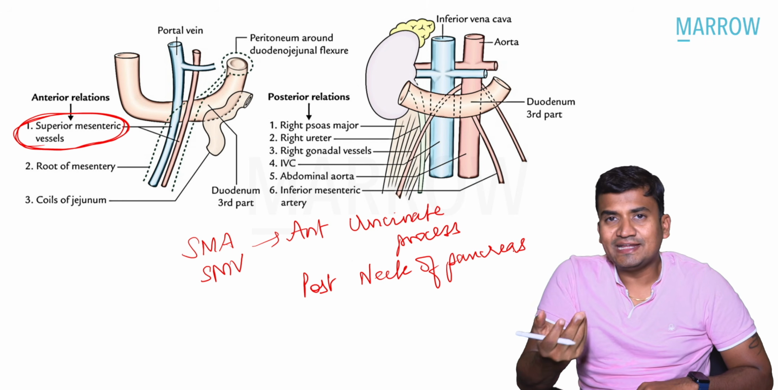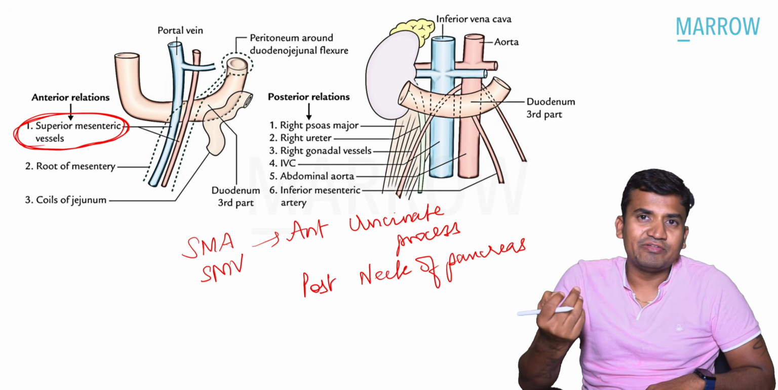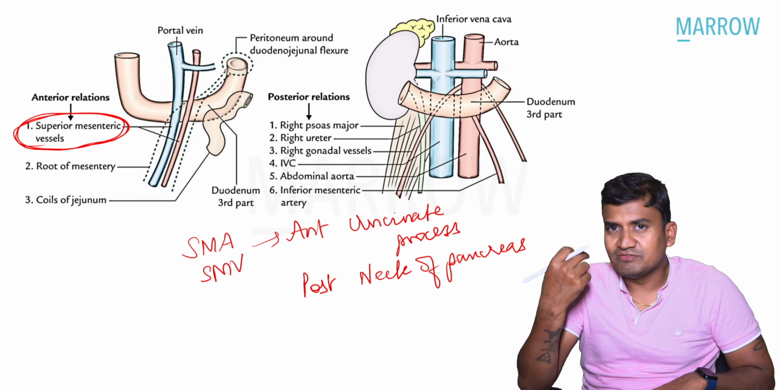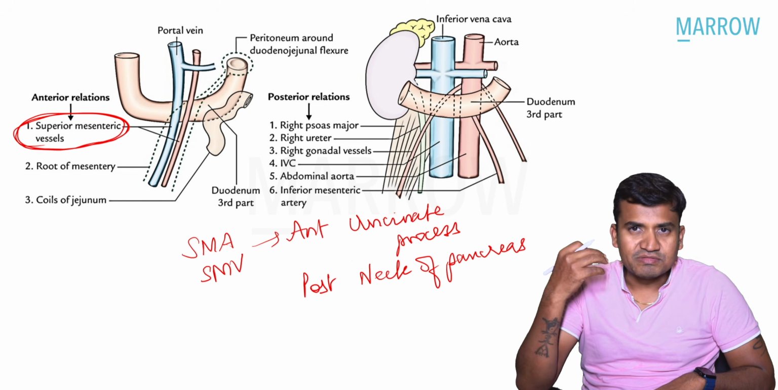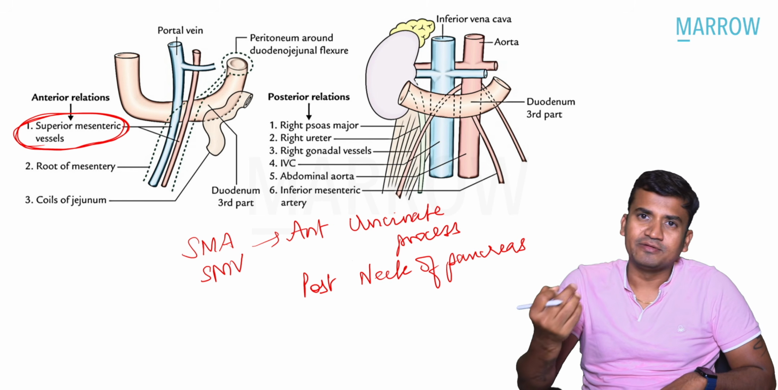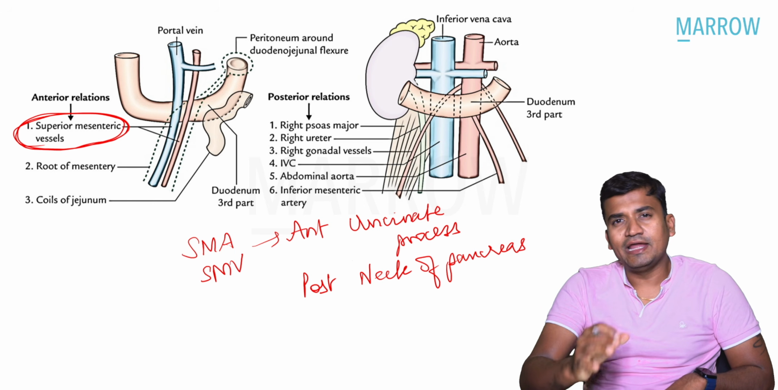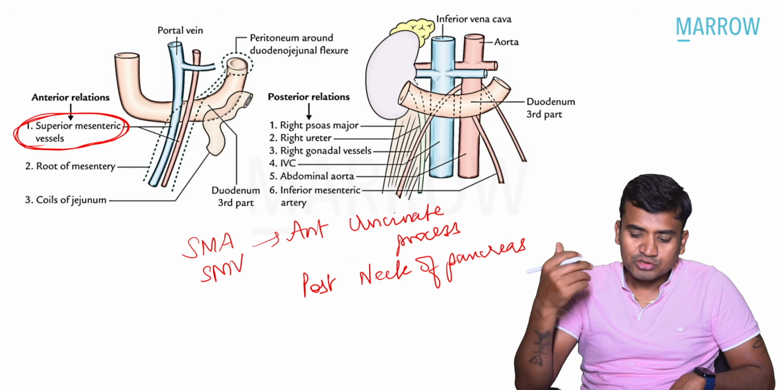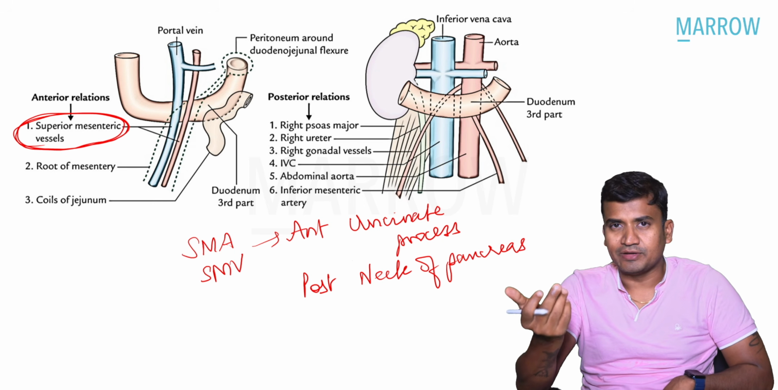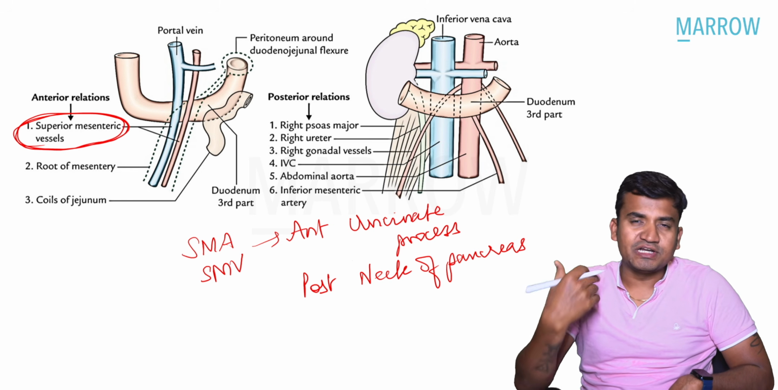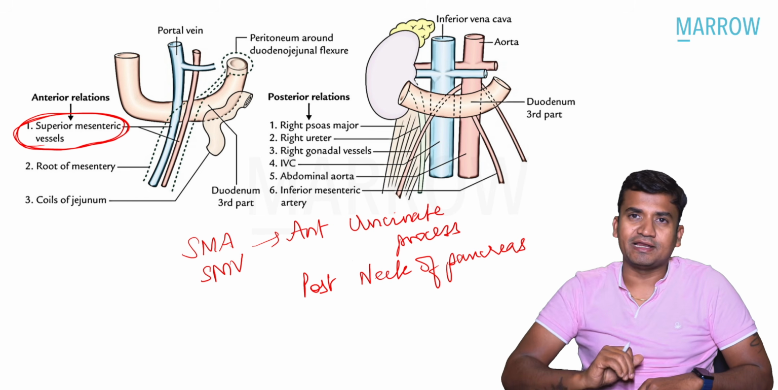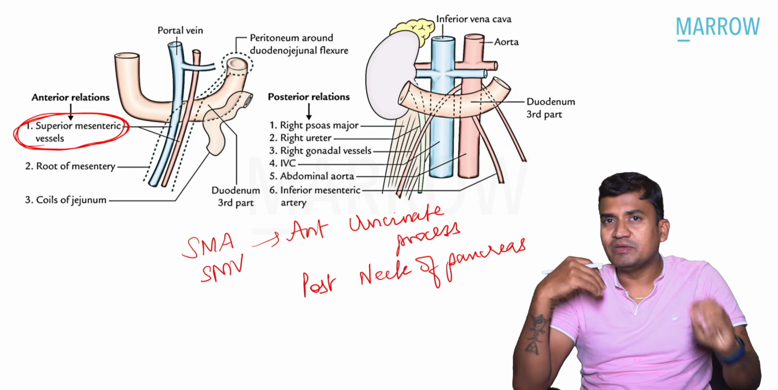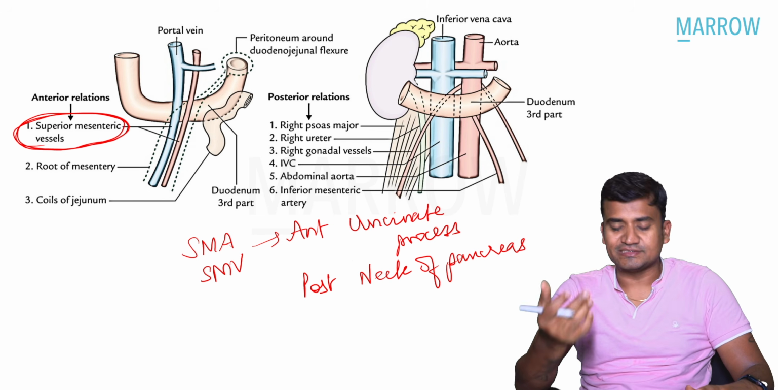In the 2020 NEET exam they gave this question: the patient has carcinoma in the uncinate process of the pancreas, which of the following vessels will be affected? Answer: superior mesenteric artery and superior mesenteric vein. Again, an old NEET and FMG question: anterior to the uncinate, what do we have? Superior mesenteric artery and vein. Very good. The same superior mesenteric vein goes behind the neck of the pancreas and joins the splenic vein to form the portal vein. So portal vein formation is behind the neck of the pancreas.